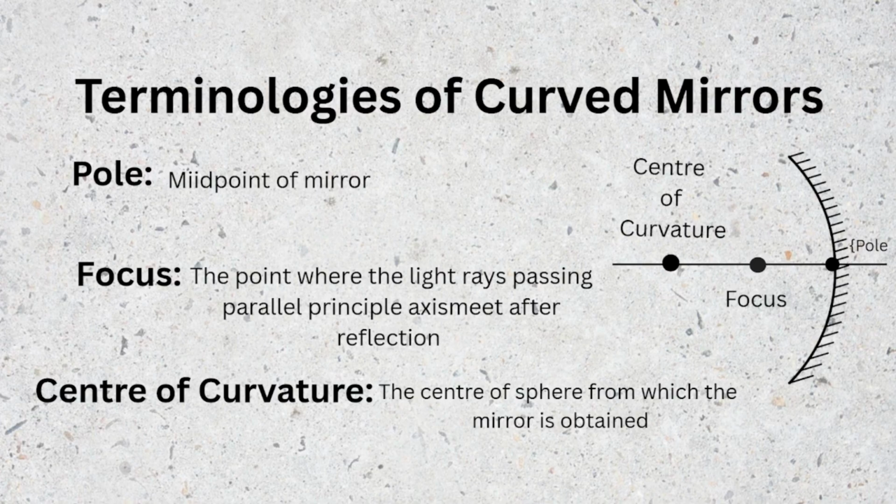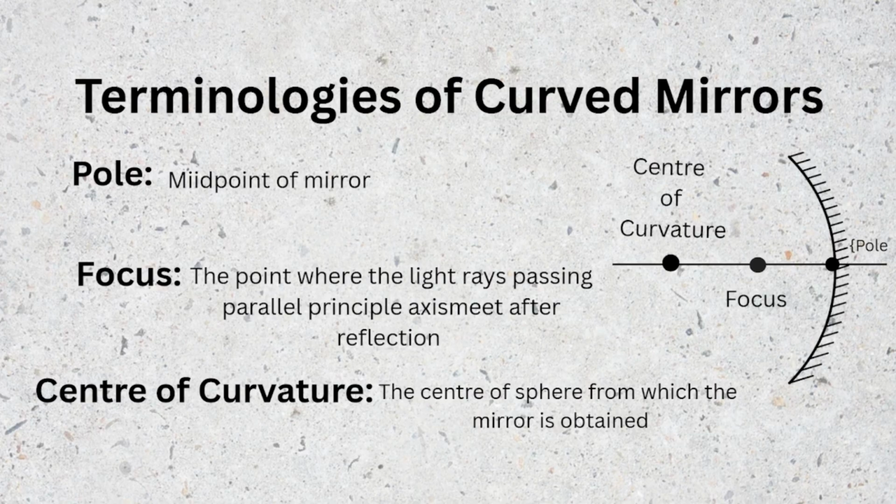Our today's concept is terminologies of curved mirrors. Terminology is nothing but the parts of the mirror. For our human body we have different parts, right? In the same manner, a mirror will also have some basic parts. Let us discuss the terminologies of concave mirror. The convex mirror also has the same terminologies.